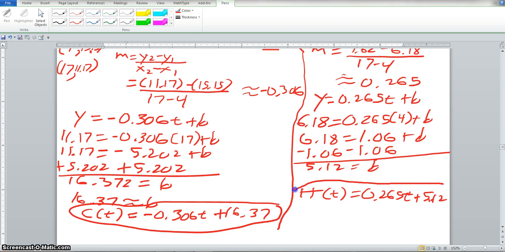And that would be your final answer. Now this is Honda's equation, and this is Chrysler's equation. If you look at their slopes, this slope is negative, this slope is positive. That's because Chrysler was consistently going down, while Honda was consistently increasing. So that's why it has a positive slope.